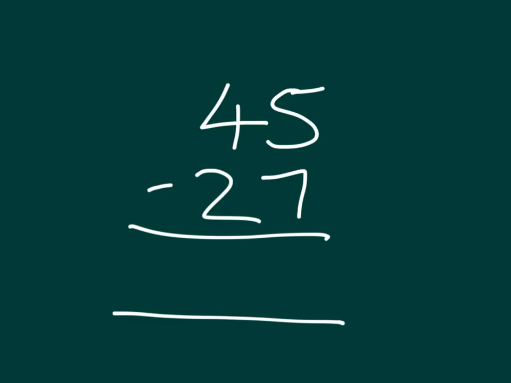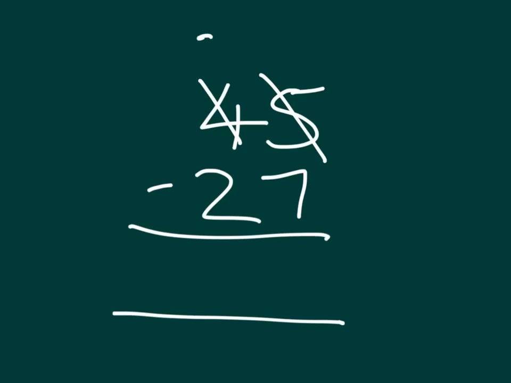Okay, we're going to start off with some two-digit subtraction with trading, and we look at this question, 45 minus 27, and we know that it needs trading because when we start off on the units here, 5 minus 7, I know that I can't take 7 away from 5, 7's too big, so it needs to be trading. So what we need to do is we need to borrow or trade from the tens.